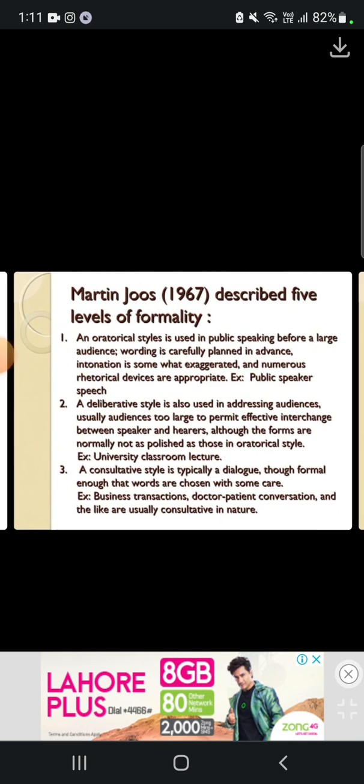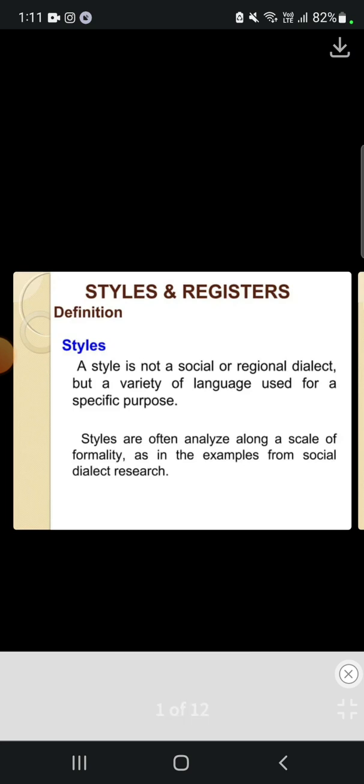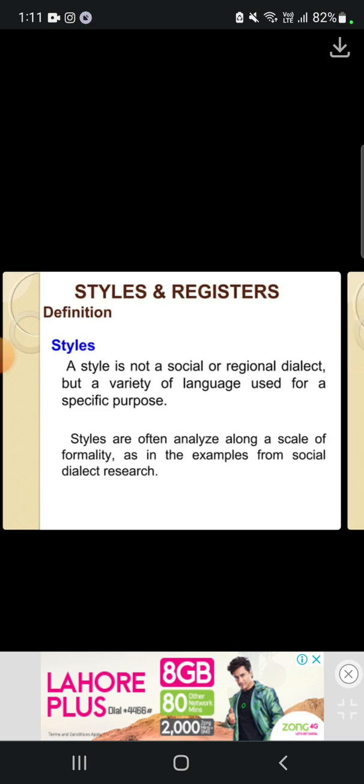So when you are going to explain the formal and informal features of language, you are going to explain different styles. So styles are related to formality and informality. The question in your paper of 2022 asked you to define different stylistic features of formal and informal language. In that portion, you can write about styles and levels of formality. You can add more to this topic.